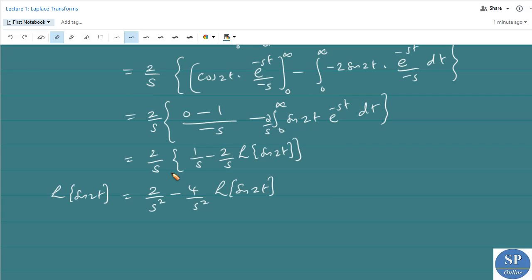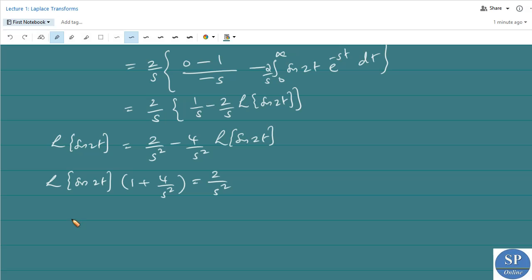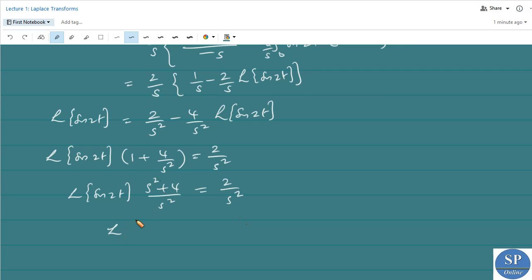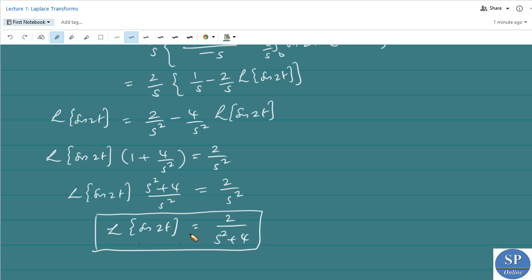So we can take L of sine 2t outside, so L of sine 2t into 1 plus 4 by s square is equal to 2 by s square, that is L of sine 2t into s square plus 4 divided by s square is equal to 2 by s square. So we have the Laplace transform of sine 2t is equal to 2 by s square plus 4. Okay, L of sine 2t is equal to 2 by s square plus 4.